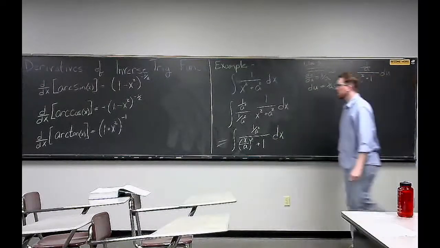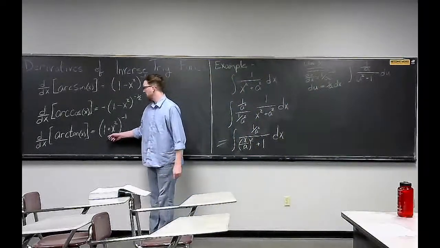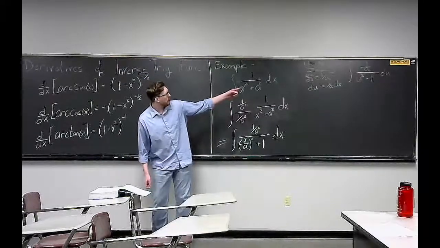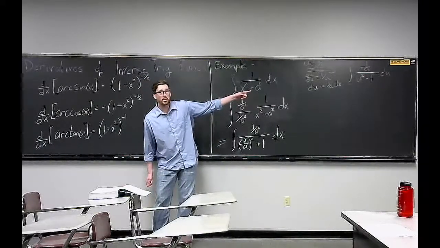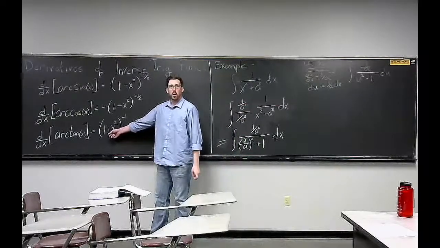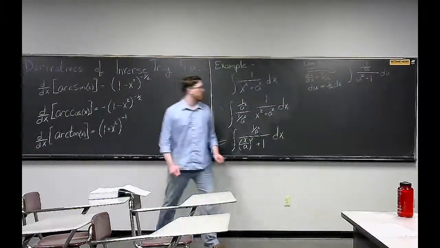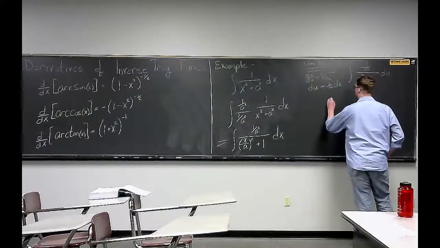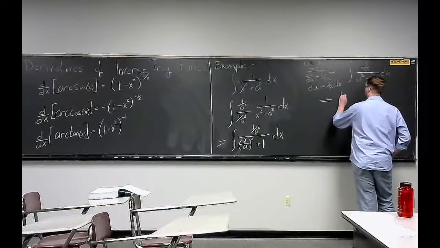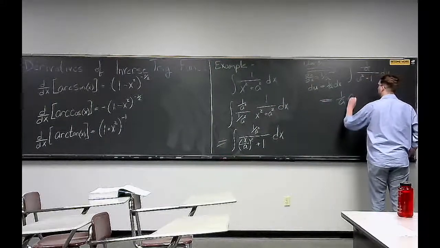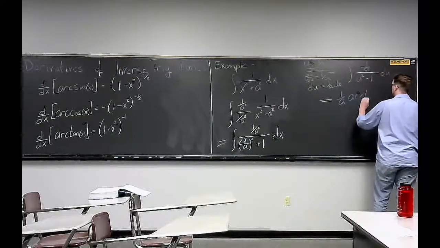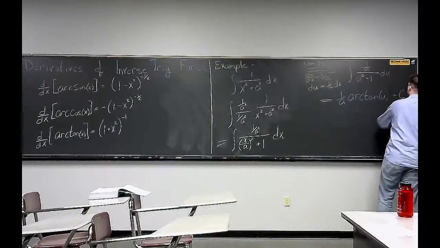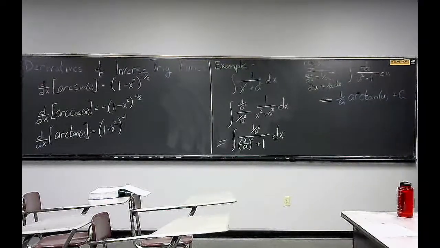Well, hey, the integral of 1 over u squared plus 1 is just arctan of u. So this tells us then that our integral is equal to 1 over a times the arctan of u plus a constant. But hey, wait.